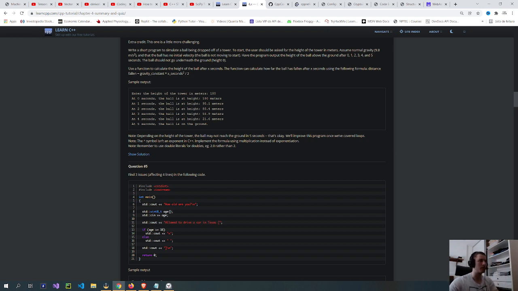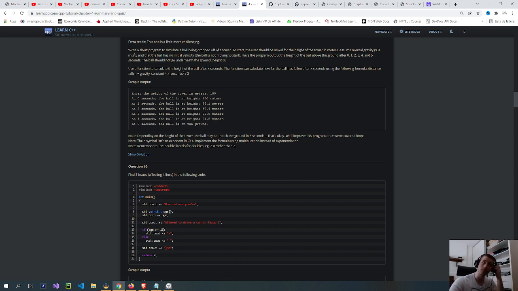Note this symbol is an exponent in C++. Implement the formula using multiplication instead of exponential. Note, remember to choose double literals for doubles, e.g. 2.0 rather than 2. So I think one thing that comes to mind is make every letter on the scientific notation equal to a variable and then create functions to determine the conversion between them. That'll be probably a way.